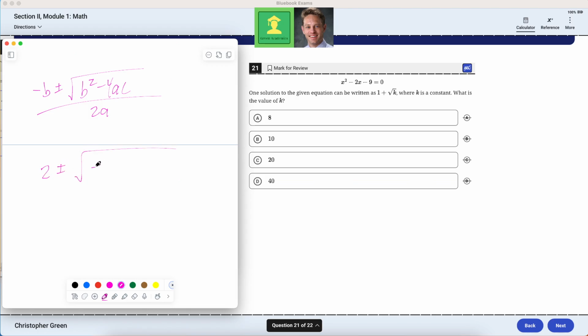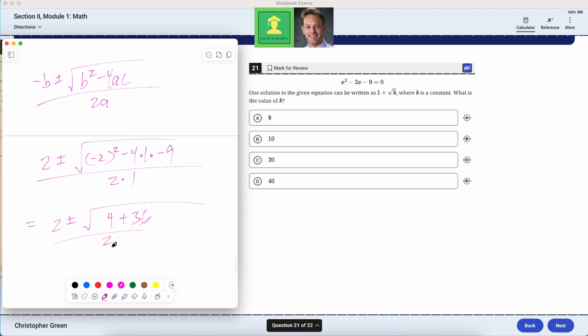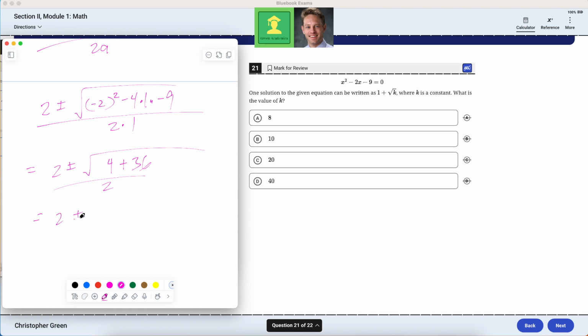So this is this, and this. So 2 plus or minus the root of, and this becomes 4 plus 36, over 2. So 2 plus or minus root 40 over 2.